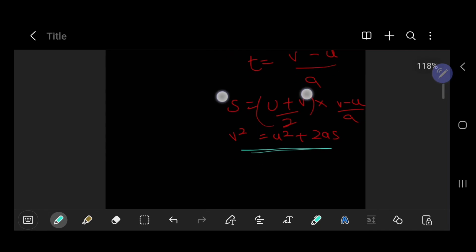Now the other derivation we have, and this is also the last derivation we have, is of another very very very important formula, which is displacement s = ut + ½at². I've also uploaded a video in which I've solved an MCQ using this formula. You can easily watch that and know how to use this formula in MCQs and other numericals.